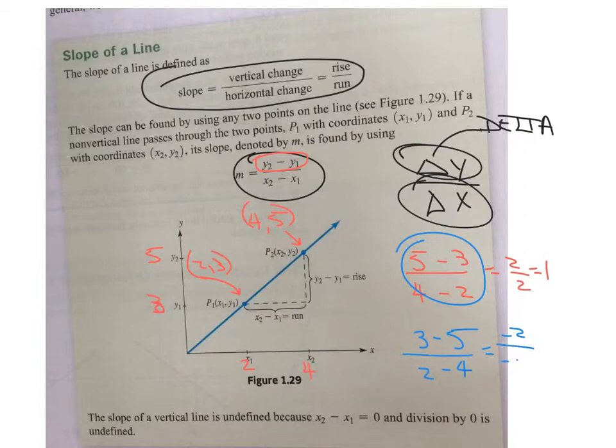2 minus 4 is negative 2. Two negatives give me a positive. 2 over 2 is 1. I get the same slope regardless of whether I take this y minus this y or this y minus this y. So don't worry about which one you subtract from which. It doesn't matter as long as you take the 5 minus the 3 over the 4 minus the 2.